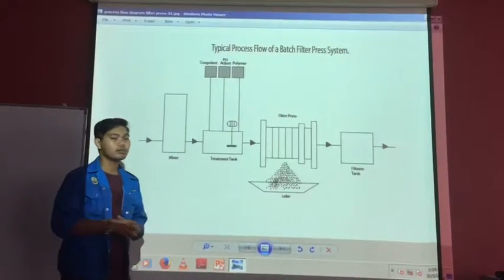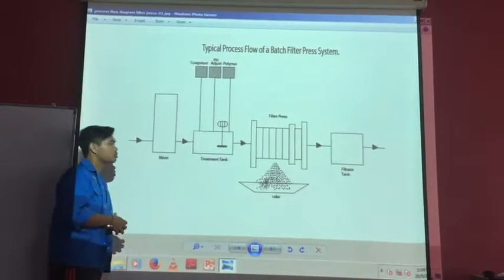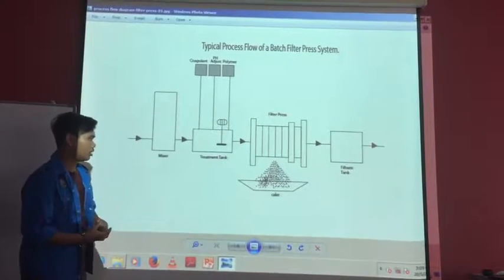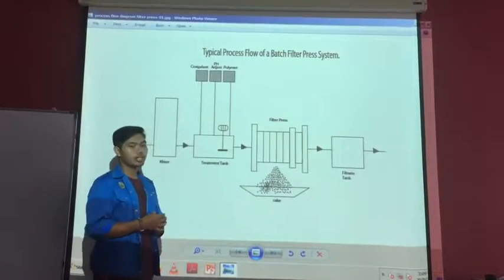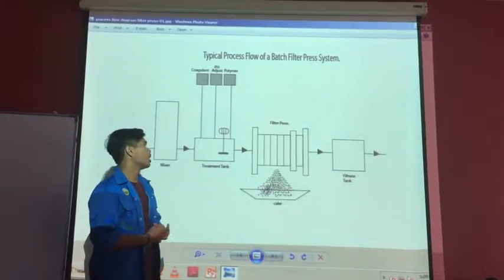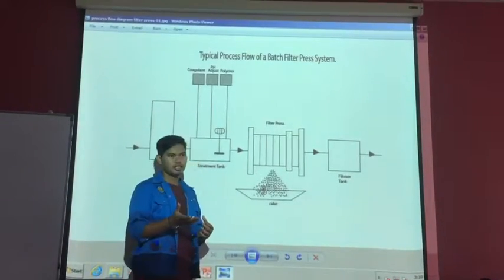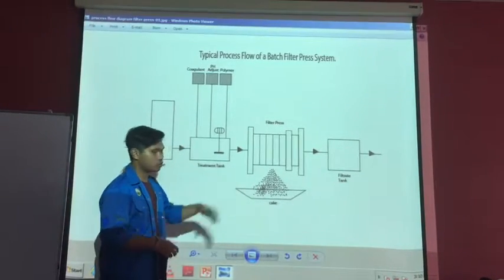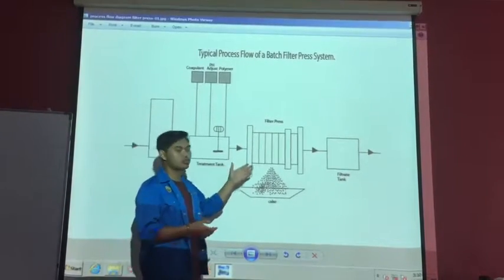At the filter press, there will be a few plates. These are the plates. The plates play an important role in the filter press system. The plates will be compressed by the pressure so that it will filter the solutions. After that, the cake will be formed between the plates. The cake is a solid substance, and it will be removed from the plates to ensure that the performance of the filter press is good.